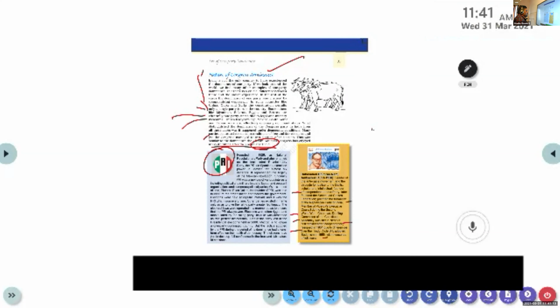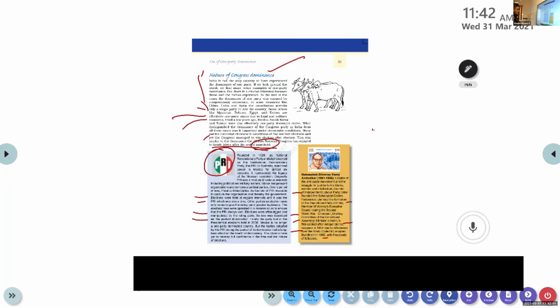The electoral laws operated in a manner that ensured PRI always won. Elections were often rigged and manipulated by the ruling party. Its rule was described as the perfect dictatorship. Finally, the party lost in the presidential election held in 2000. Mexico is no longer a one-party dominated country, but the tactics adopted by the PRI during the period of its dominance had a long-term effect on the health of democracy. The citizens have yet to develop full confidence in the free and fair nature of elections.